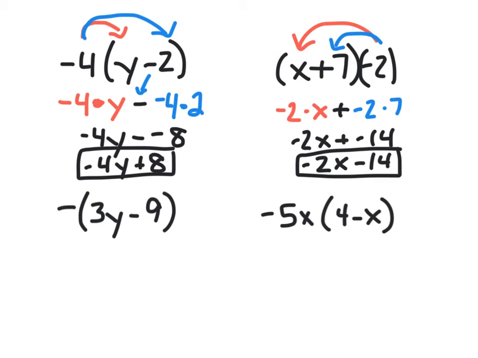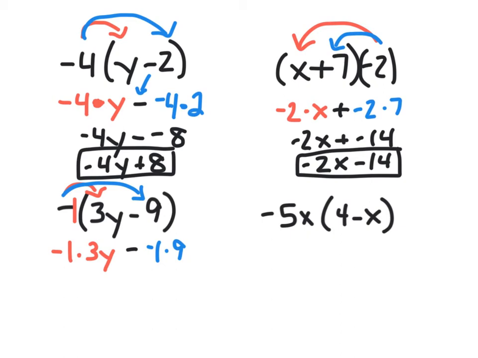Okay, so this first one has a negative outside of the parentheses. Remember that if there's not a number outside of the parentheses, it's actually a 1. We just don't write the coefficient 1. So this has like a little 1 right here. So we are distributing negative 1. So we've got negative 1 times 3y minus negative 1 times 9.